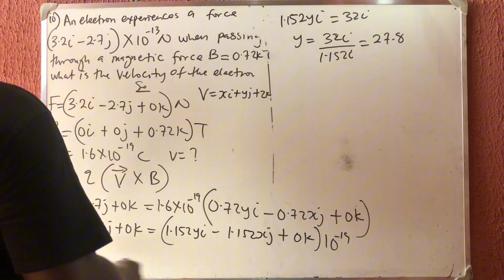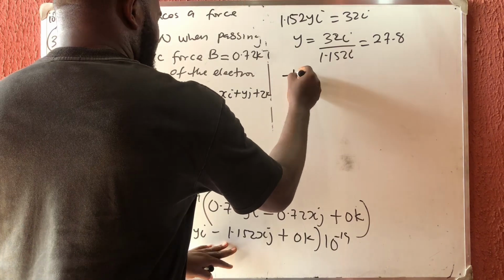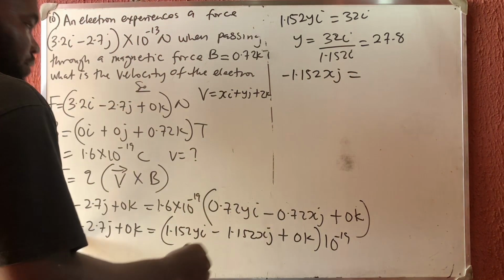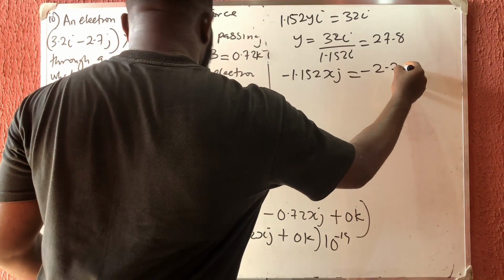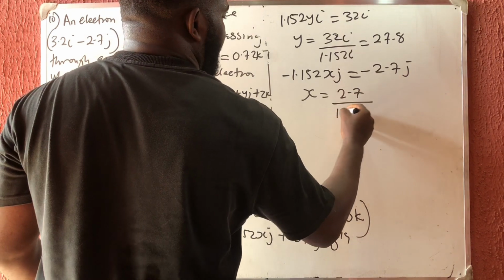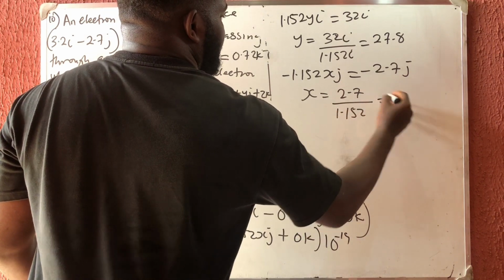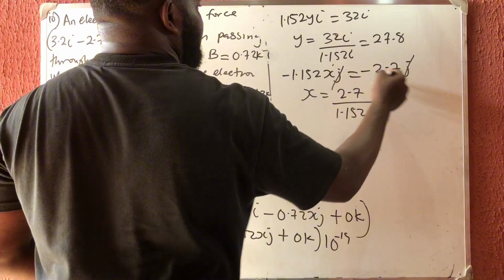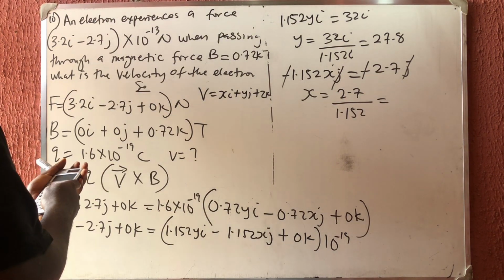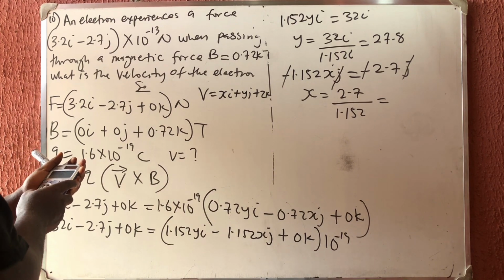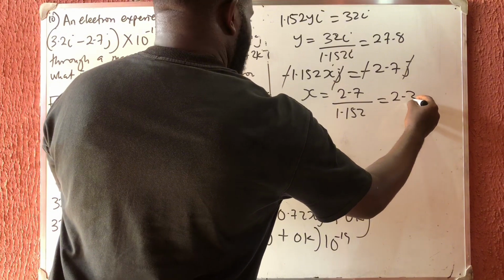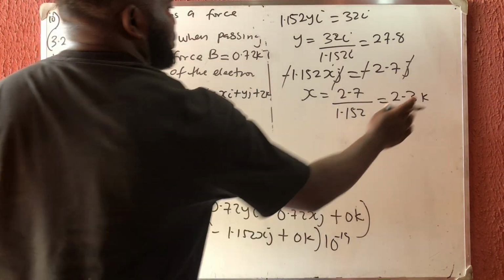So compare the next one. If I compare the next one, I'm going to see that minus 1.152xj is equal to my minus 2.7j. Okay, so therefore my x is now 2.7 divided by 1.152. Okay, x will take care of x, j will take care of j, and minus take care of minus. So if you do that, you're going to have 2.7 divided by 1.152, which is 2.3.